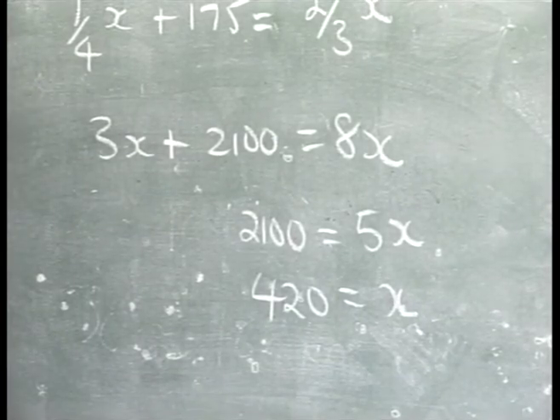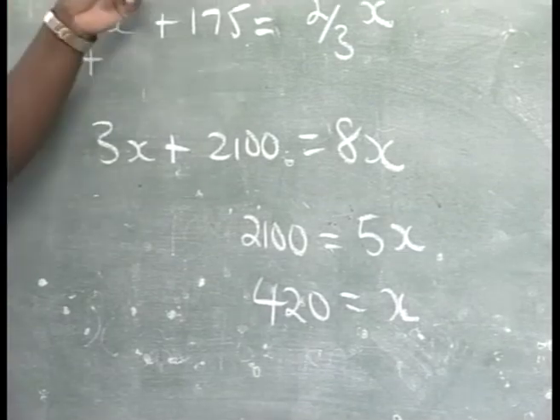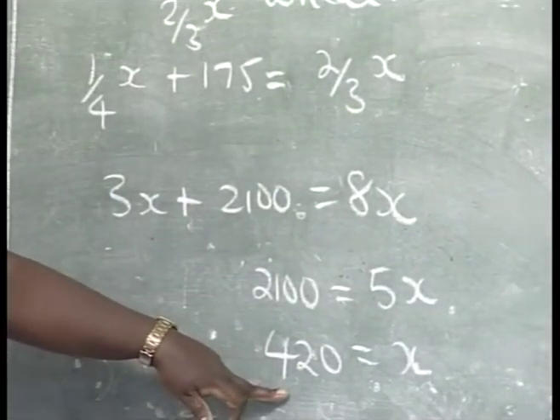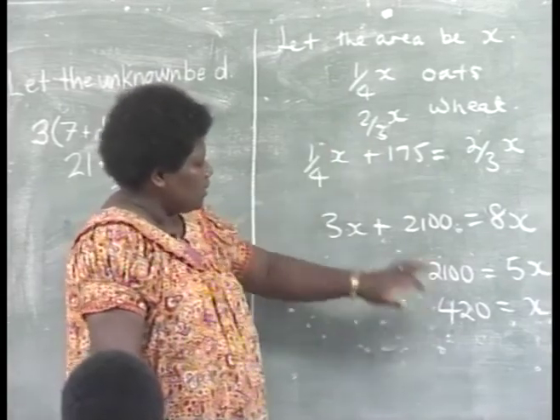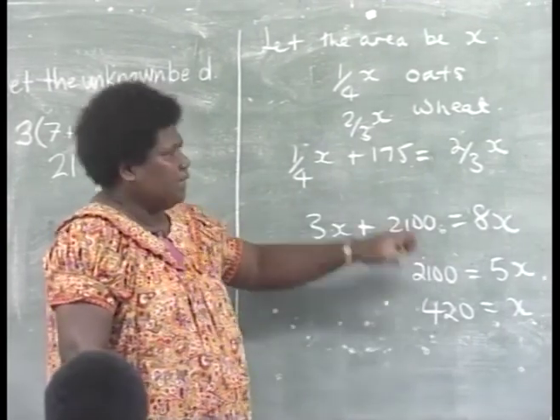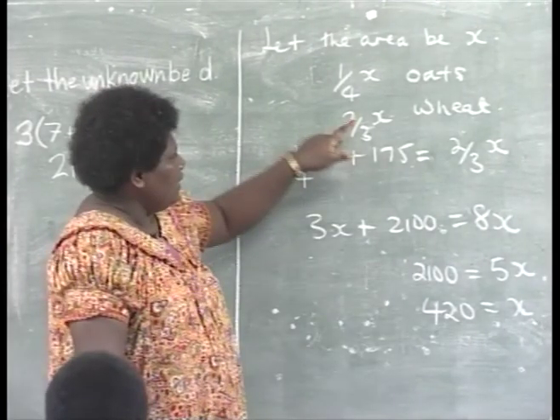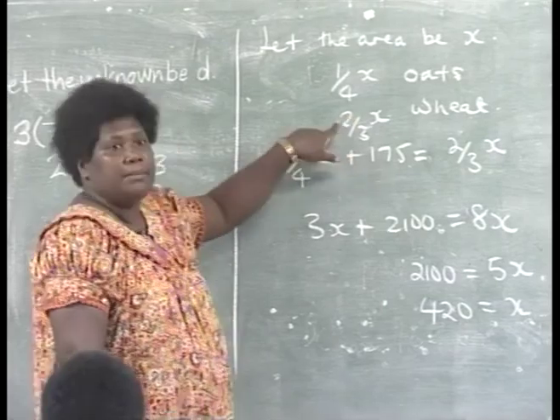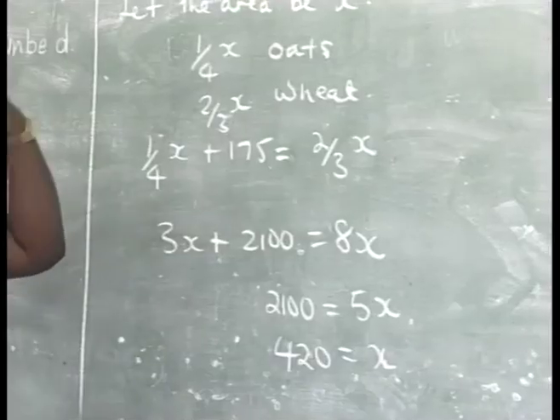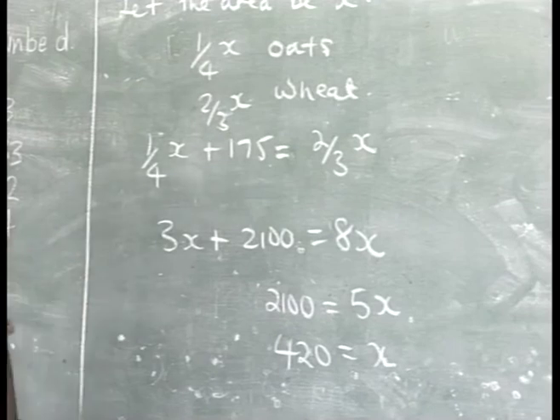If you want to check, you get 1/4 of 420, and then you get 2/3 of 420. The latter must be 175 more than 1/4 of 420. Is it clearer now? Okay.